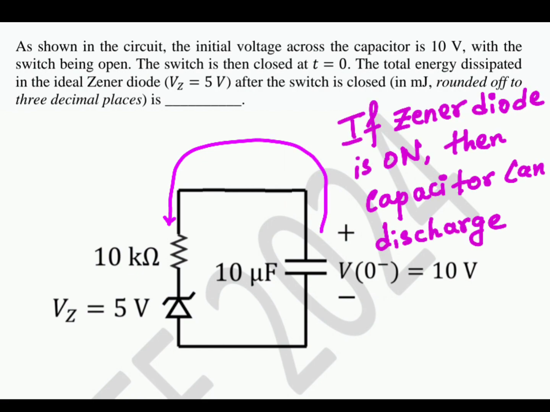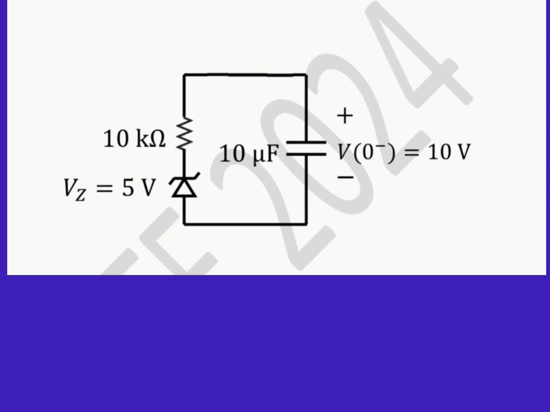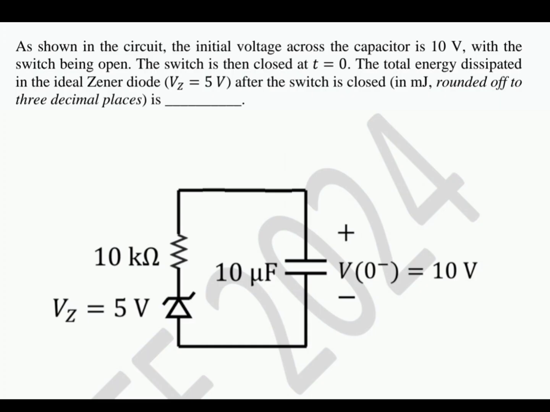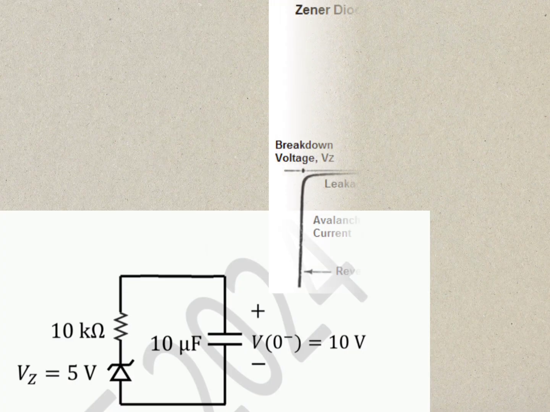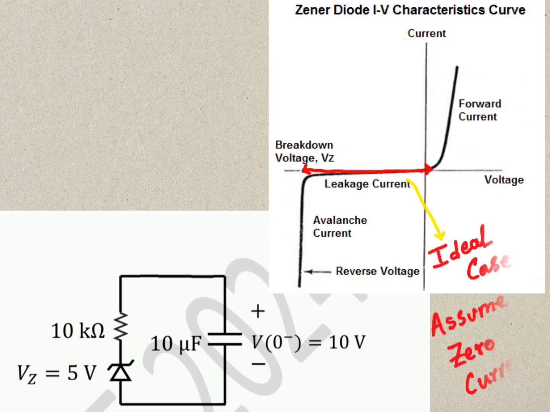But first we need to investigate whether the Zener diode is on or not, meaning whether any current is flowing through the Zener diode or not. If the Zener diode is reverse biased or is in cutoff and there is no current flowing, then the capacitor cannot discharge anything. Then the total energy dissipated in the Zener diode will be zero. But first we need to understand whether the Zener diode is in breakdown or is forward biased, I'm just assuming, I don't know.